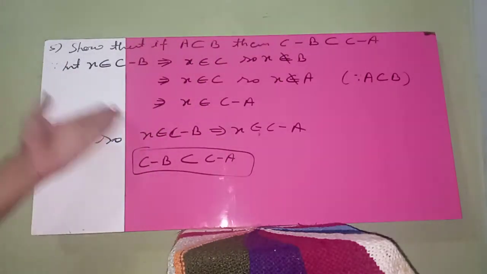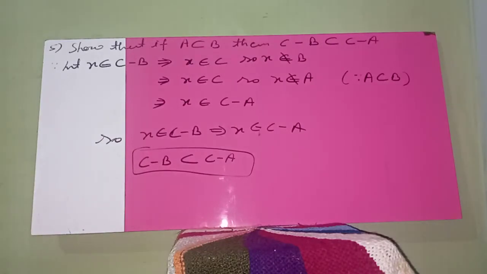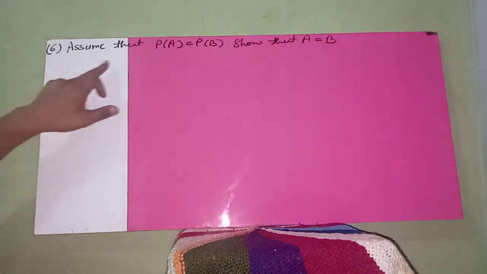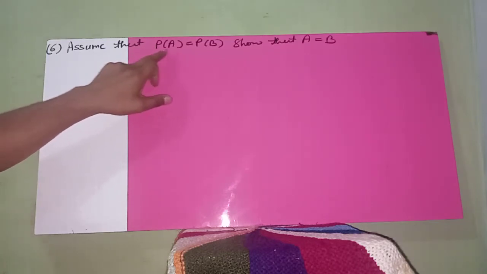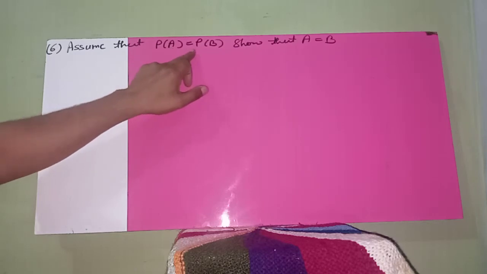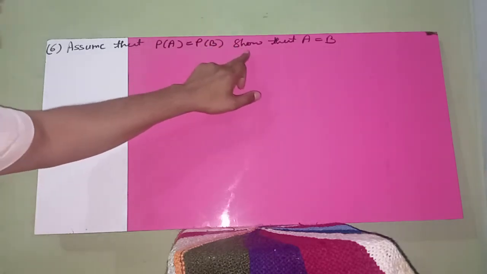So question number 5 is very easy. So now you make question number 5. So now I take question number 6. So in question number 6, what happened? Assume that power set of A, that is P(A) equal P(B). So it means power set of A equal power set of B. Then show that set A equal B.